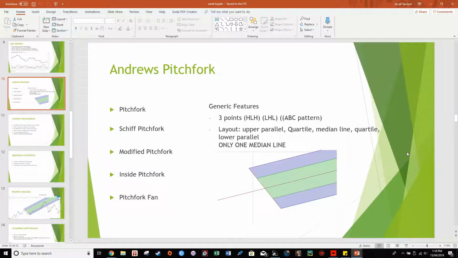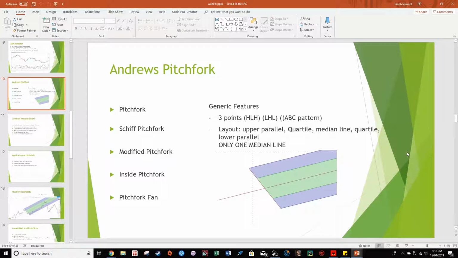The features are pretty much generic across the board. You've got your three points, from your ABC pattern, so high, low, high, or low, high, low. Pretty straightforward. What we want to identify is points of validation. It works in a very similar fashion to your trend lines or your support and resistance. You don't want to just put a pitchfork on and have it touch once. You want to have multiple touches over a few periods.